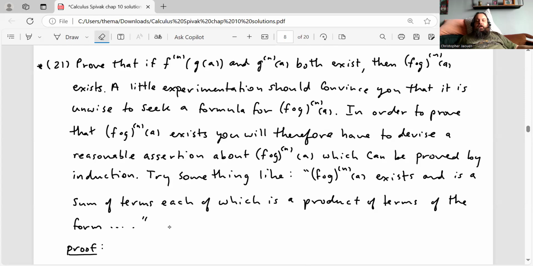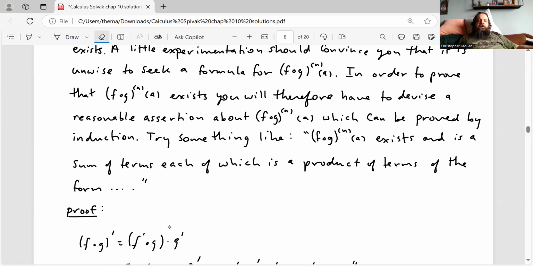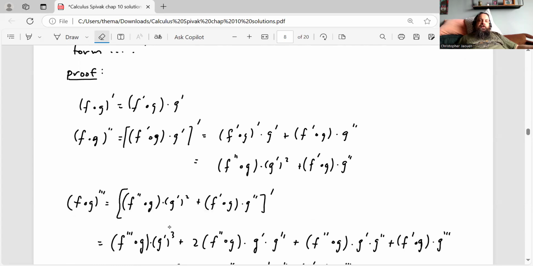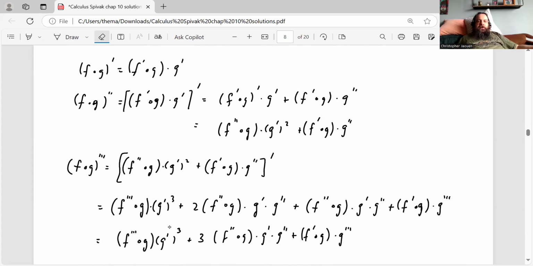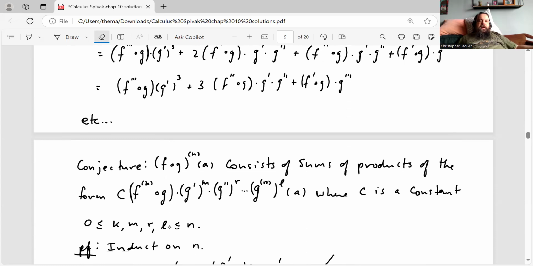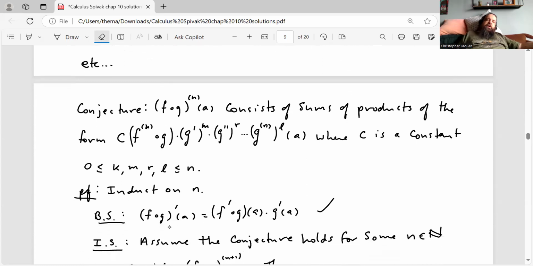Try something like the nth derivative of f composed with g at a exists and is a sum of terms, each of which is a product of terms of the form yada yada, which is what I did here. So I took the first derivatives just to illustrate what the pattern ends up being. And then I made my conjecture and then just proved it by induction. So here's my conjecture.